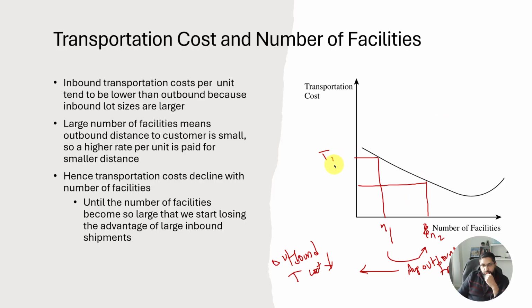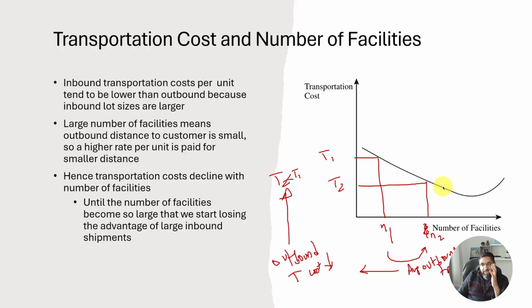So this is total cost 1, T1, and this is total cost T2, right? So T2 is going to be less than T1. Why? Because you have a big reduction in outbound cost that drove T2 down. The total transportation cost goes down.